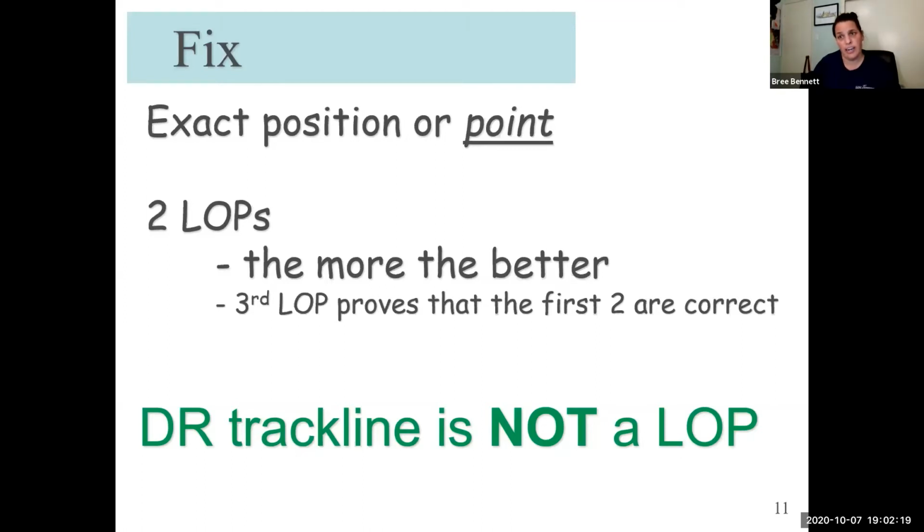Those are kind of the two things that I tend to call them. But it's an exact point on the chart. It's an exact location. And how we get that fix is 2 LOPs. So if you have infinite possibilities on one line, infinite possibilities on another line, and those lines cross, then logic has it that you are where those 2 lines meet. So if you get more LOPs, the third LOP proves that the first 2 are correct. Or the fourth, or however many LOPs you can manage to get.